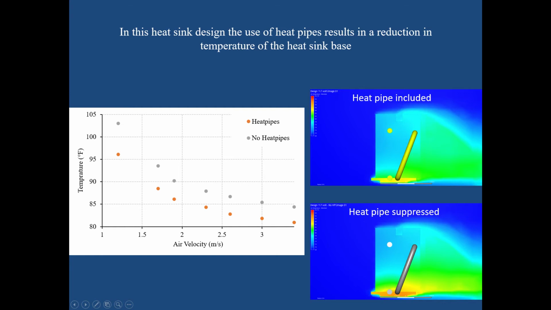The differences can be seen in the two figures on the right, where the top figure included the heat pipe while the bottom did not. In the figure with the heat pipe, the temperature is more evenly distributed across the fins, while the figure without shows higher temperature in the base of the heat sink.